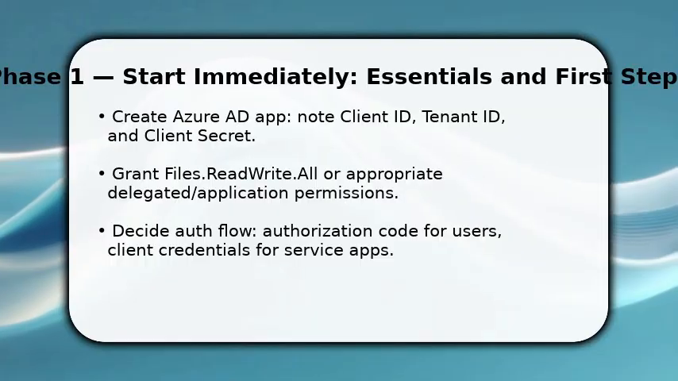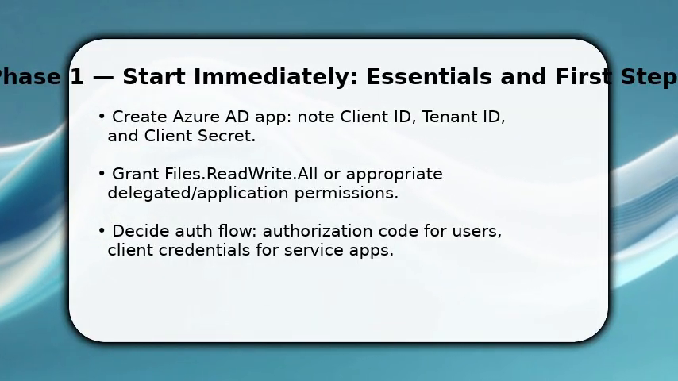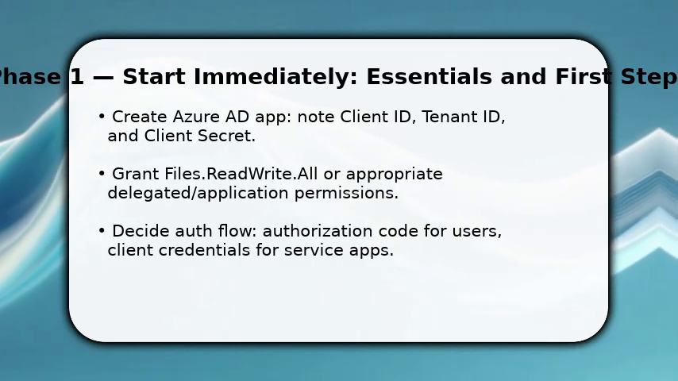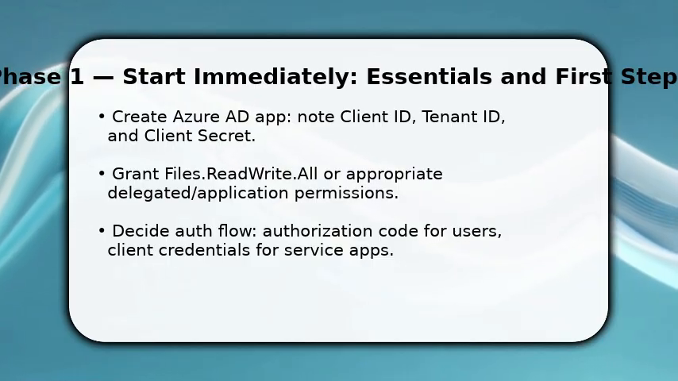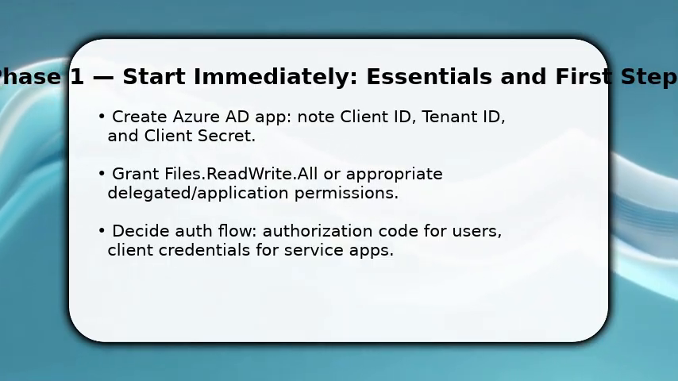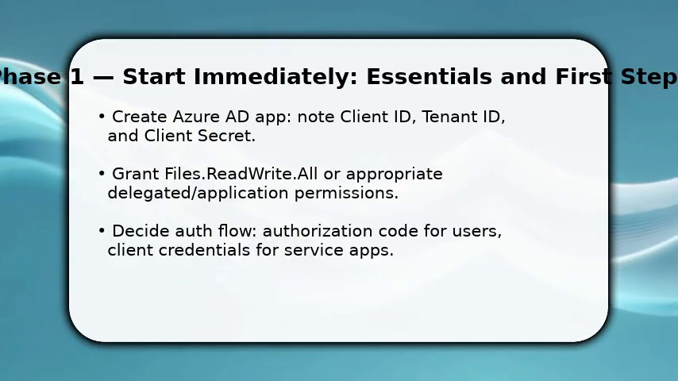You start by registering an app in Azure AD so OneDrive trusts your calls. Follow with granting files read-write, all or more restricted scopes depending on needs. This is why permissions matter. Once done, choose an auth flow. Pick authorization code if you need user context or client credentials for daemon services.